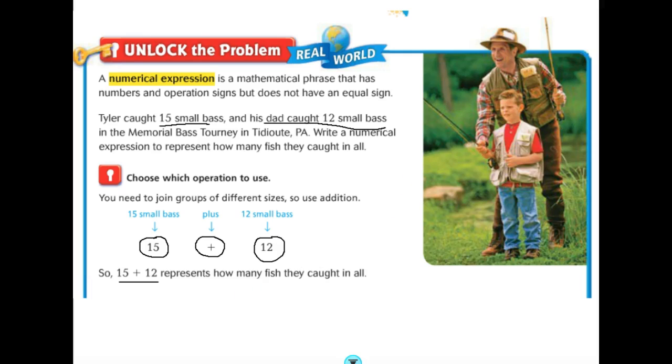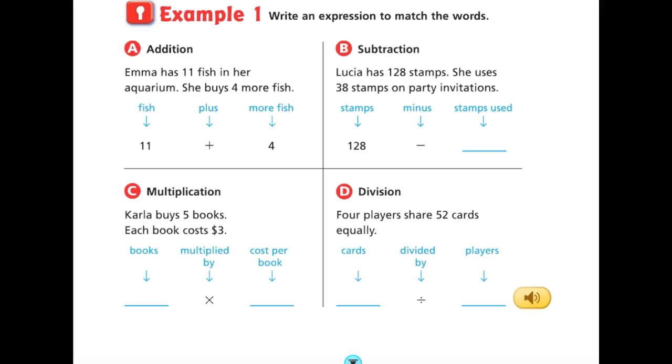Alright, let's go ahead on down to the bottom of page 43. On the bottom of page 43, you'll see that we're not always going to use addition to show numerical expressions. Sometimes we're going to use subtraction, multiplication, and division. So first of all, we see another addition problem right here. Emma has 11 fish in her aquarium. She buys 4 more fish. So again, we're going to be using addition to show how many fish she has altogether. So our numerical expression would be 11 plus 4.